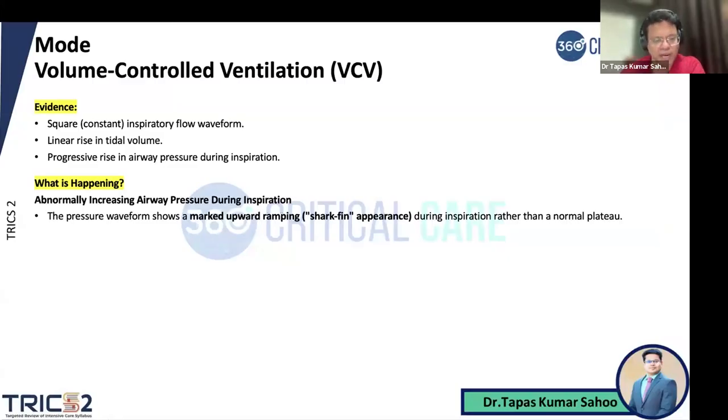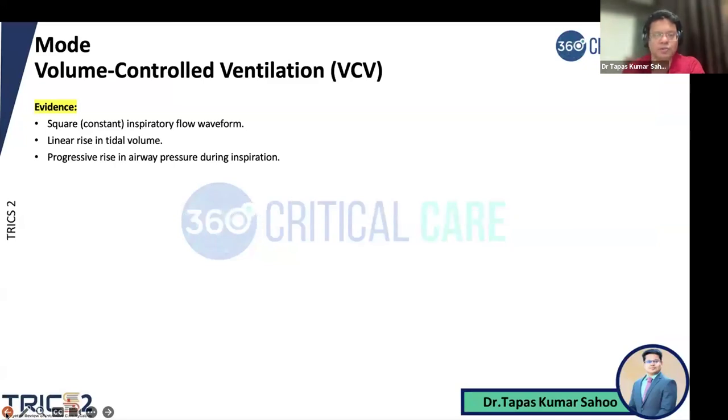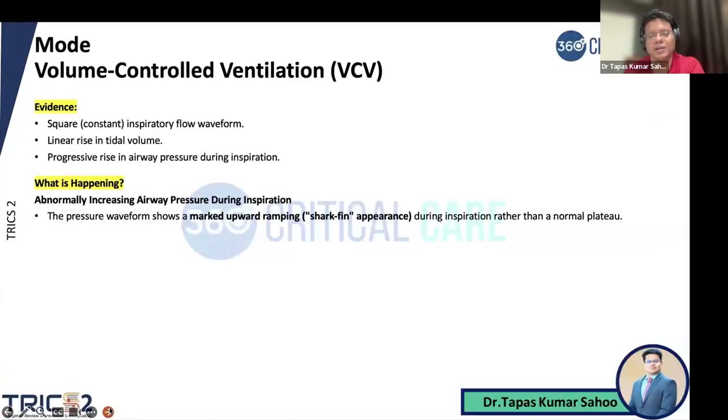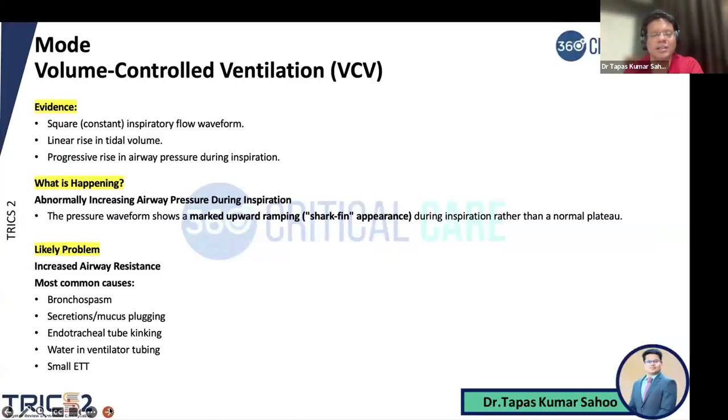What is happening because of that? The pressure waveform shows a marked upward ramping, and that is called shark fin appearance. What do you mean by shark fin appearance? Here it is the shark fin appearance. It looks exactly like a shark fin, right? And the significance of shark fin appearance is that the patient may be having increased airway resistance.